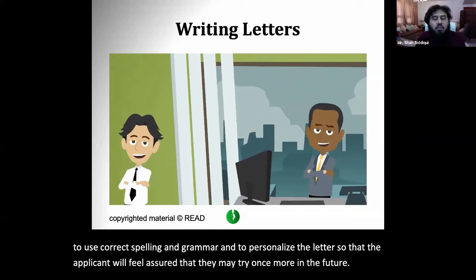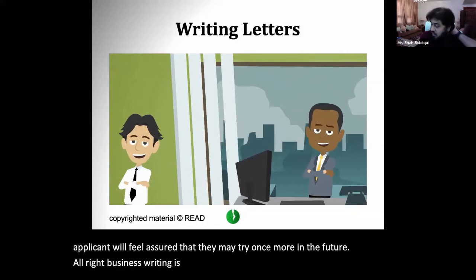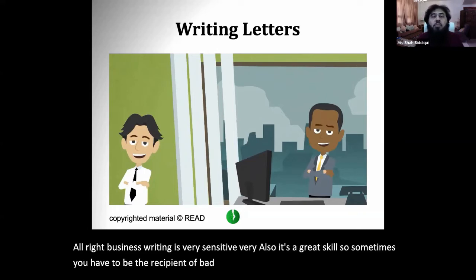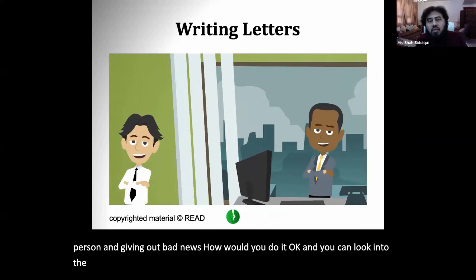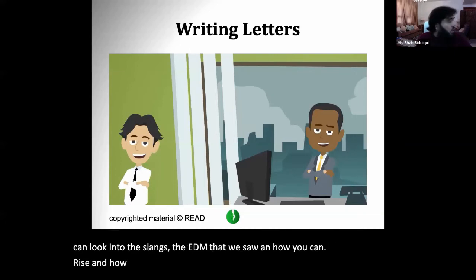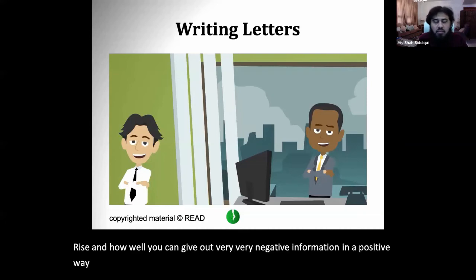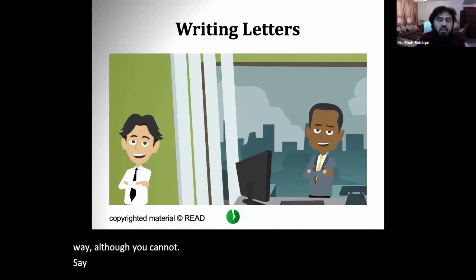All right. Business writing is very sensitive, very also important. It's a great skill. So sometimes you have to be the recipient of bad news. Sometimes you're reaching out to the person and giving out bad news. How would you do it? Okay. And you can look into the slangs, the idioms that we saw and how well you can euphemize it, how well you can give out very, very negative information in a positive way. Although you cannot say anything but the truth, but this is important. This is one area of business that you have to be very, very careful.